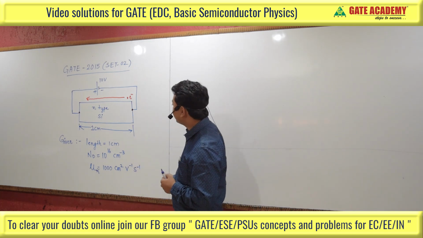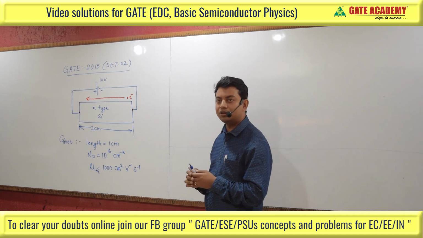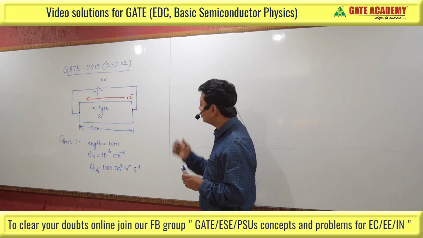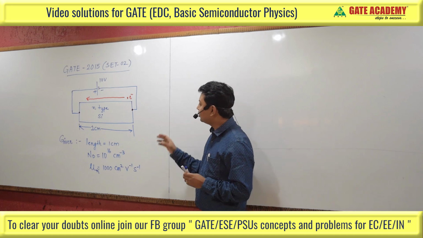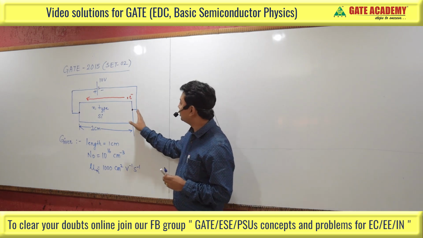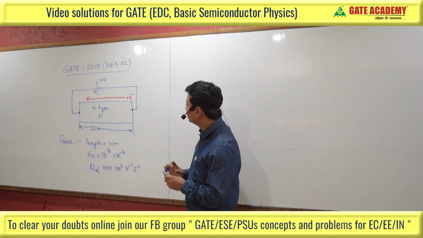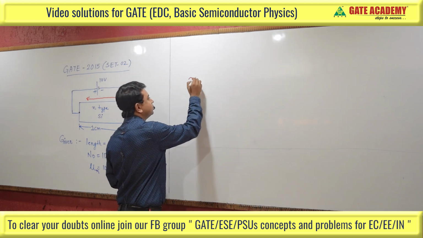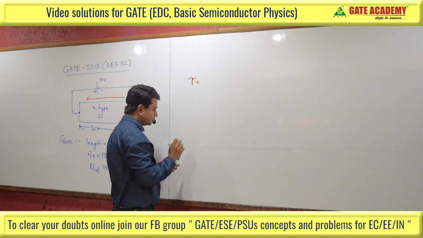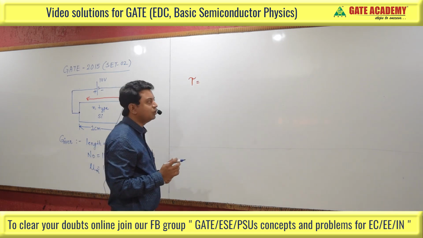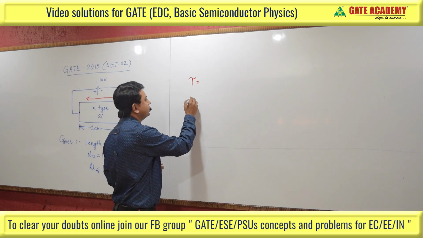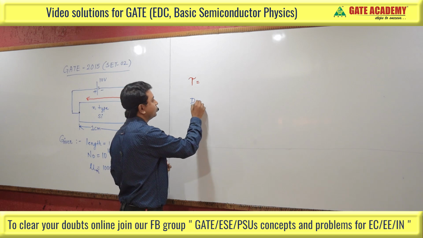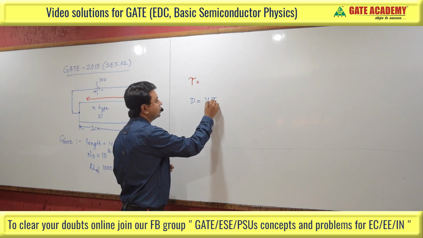That means we have to find out the transit time. The definition of transit time is the time required by an electron to move from one end of the semiconductor to another end. This is represented by tau, so we have to find out this tau. From basic physics we know that the distance traveled by any object is equal to the velocity into the time.